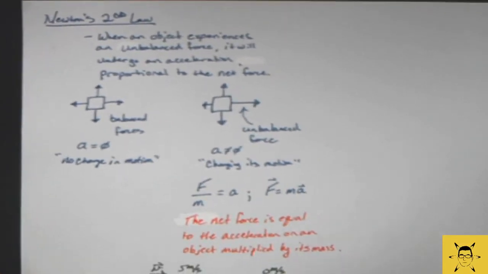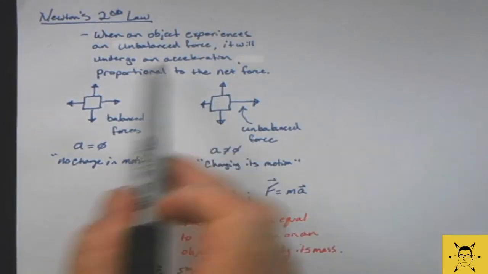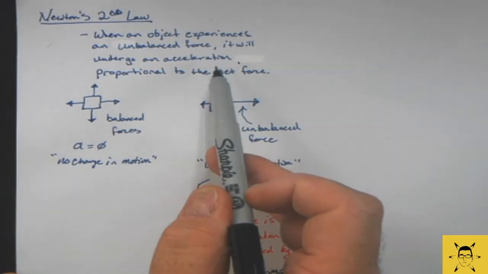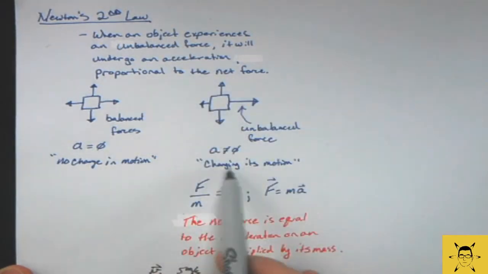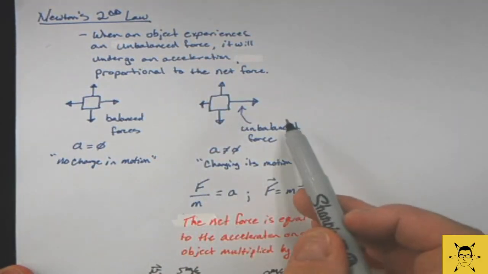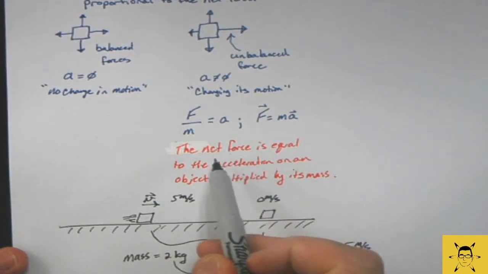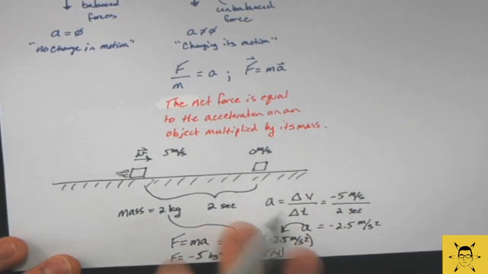So let's zoom out here and see if we can get this whole thing. When an object experiences an unbalanced force, it will undergo an acceleration. Well, we've talked about acceleration being a change in the state of motion, right? That's how we get a change, where our motion is changing, is due to this unbalanced force. That is governed by F equals ma. Our force equals mass times acceleration. Another way of saying this is the net force is equal to the acceleration multiplied by its mass. And here's our example down here of how we figure that out.